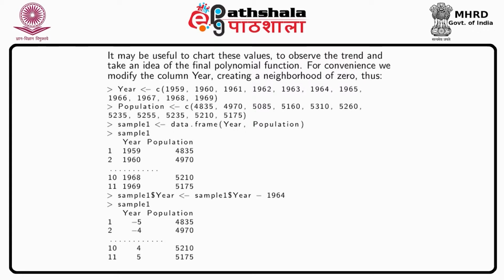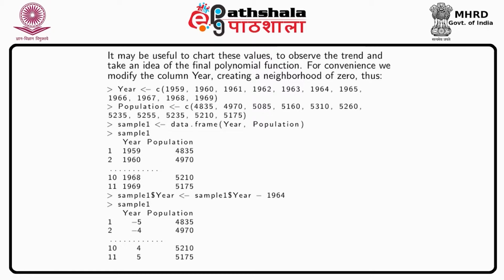Then once we have the data set put into a data frame, as we have mentioned before, for convenience we want to modify the column called year. So we take the middlemost year, and from that we subtract all the other years. So from 1959, which is the first year, we subtract 1964. From 1960, we subtract 1964, and so on and so forth.